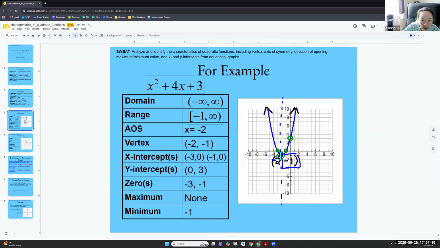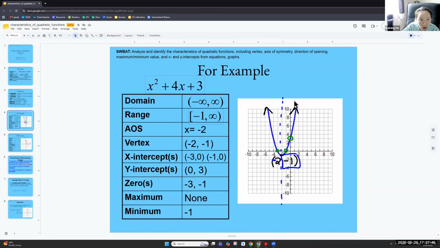And then a vertex means, what is the exact turning point? Where is it? After that, x-intercept, you look for x-intercept. Y-intercept is where it crosses the y-axis. Zeros are the same exact thing as your x-intercept, but only the x value. Maximum, if this is a happy face parabola, then you won't have a maximum. Minimum means it's going to be the lowest point. Same thing on the reverse. If you have a sad face, then everything will be flipped over, and you will have a maximum point, but you will not have a minimum point.